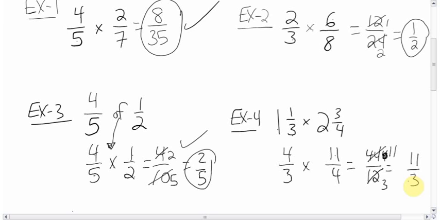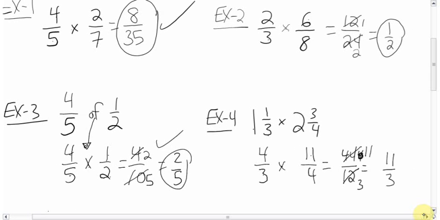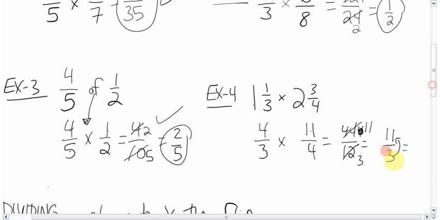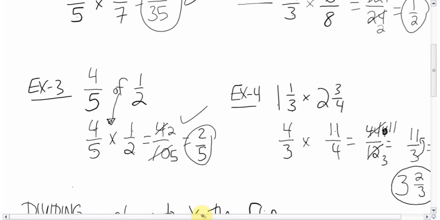Are you done? No, because, like we said before, you cannot leave this as an improper fraction. That's just, well, improper. So what we need to do is see how many times does 3 go into 11. So we can change this into a mixed fraction. 3 goes into 11 3 times. 3 times 3 is 9. With how much left over? 2. And leave the bottom number of 3. 3 and 2/3 is what you get. That's multiplying. Pretty easy, huh?